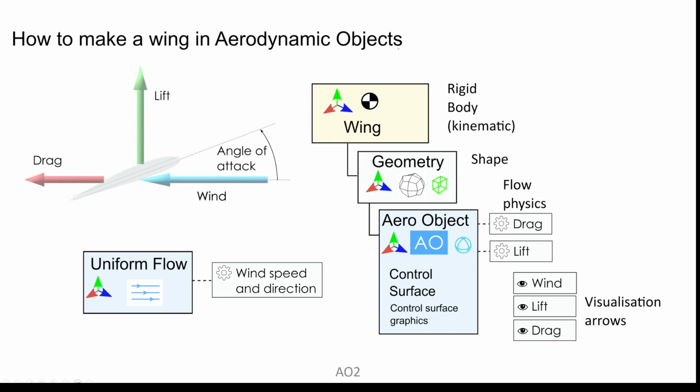So over here we have our aerodynamic object that we're creating. At the top we have our rigid body. Next down we define our shape. Next down we define our flow physics, or our aerodynamics. We have a drag model, but this time we now have a lift model. And also on this object we've added a control surface component and some graphics to visualize that surface.